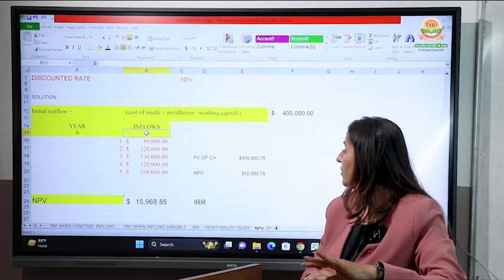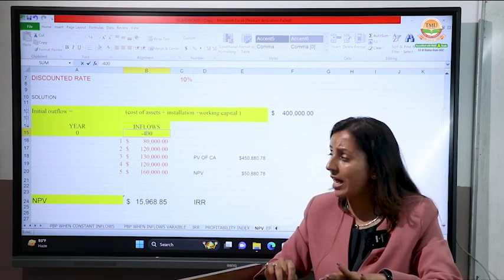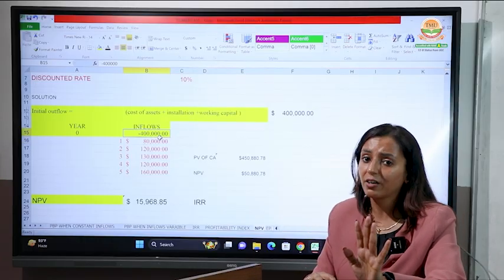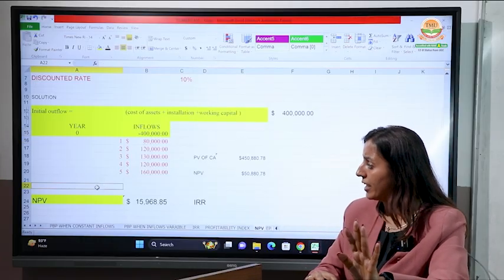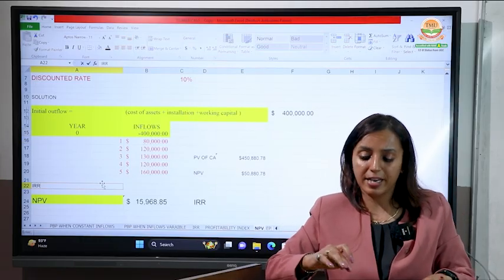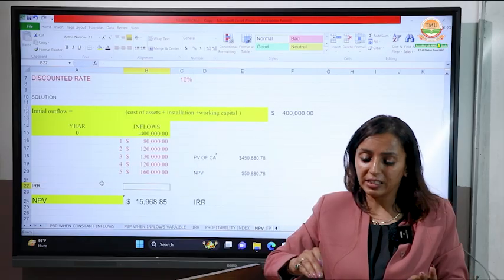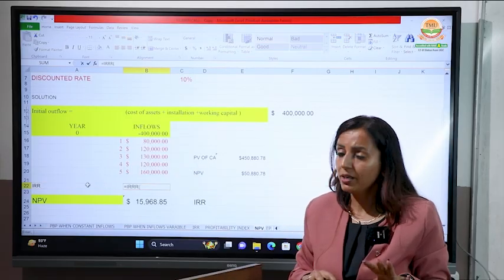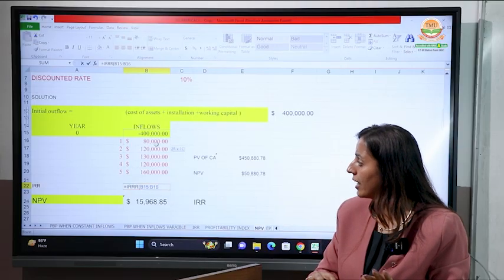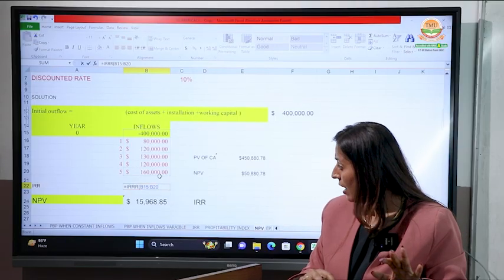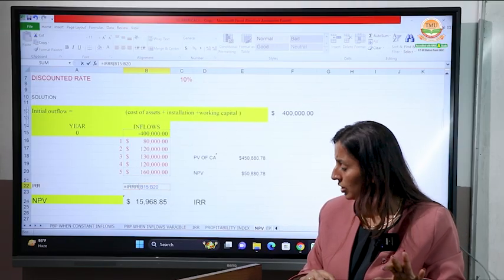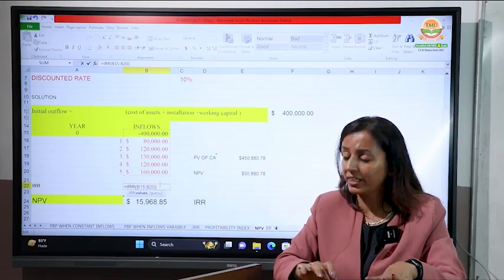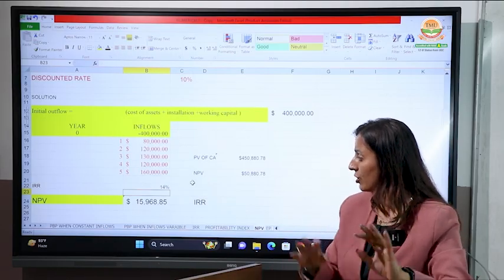That means what you are investing? You are investing 4 lakh. Right? 4 lakh. Now for calculating IRR, I am doing IRR equals, what we have to do? IRR, bracket open and select all the values. Select all the values, close it and see the resolution.